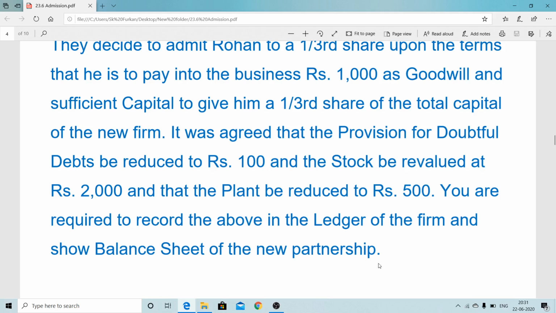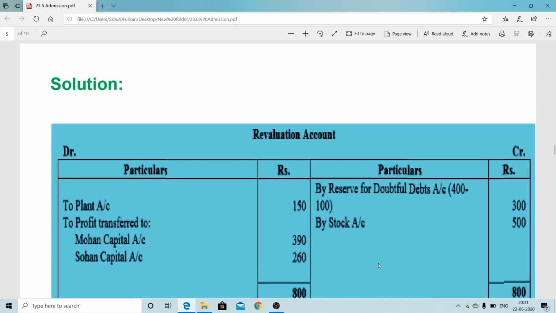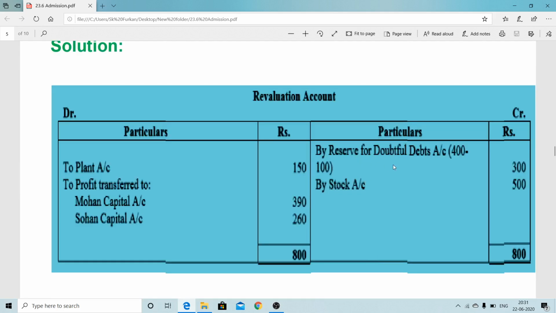Obviously, you have to calculate the new partners' capital with the help of this ledger as well as the working. Let's see the solution. This is the revaluation. If the old provision is greater than the new provision, it will come on the buy side. It means cancellation of a current liability. So how much more? 400 minus new 100, that is 300.